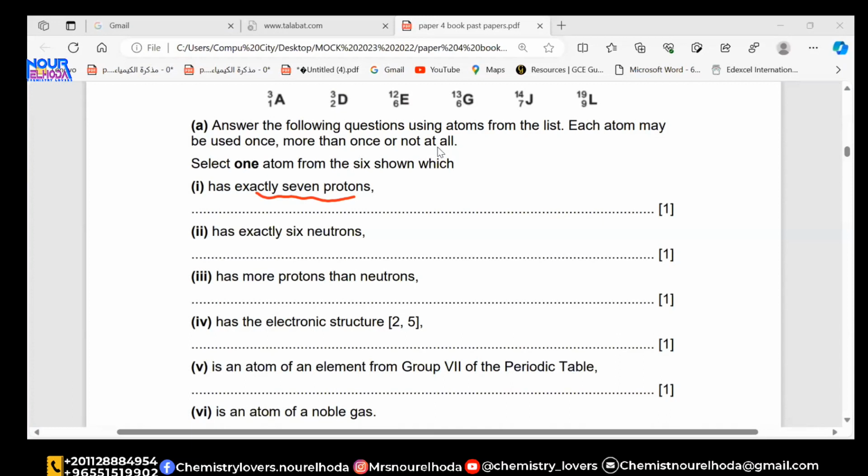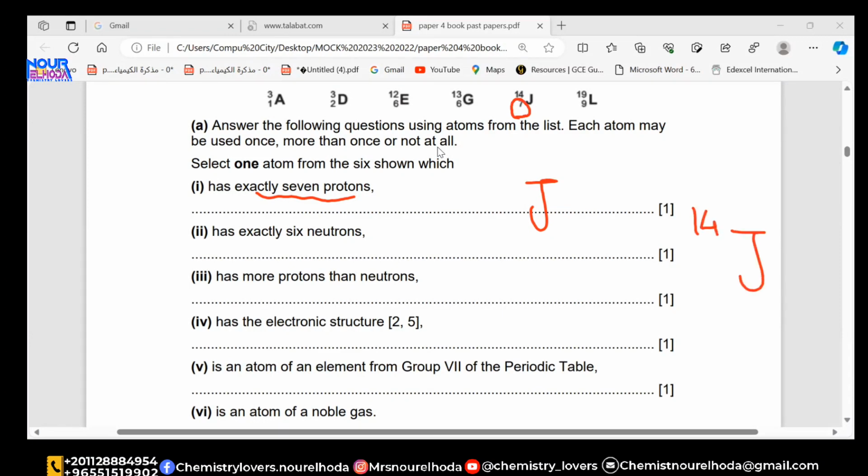Who wants to say? Rined, tell me. J. Yes, correct. How do you know it's J? Because of the small number, the atomic number. Exactly. Because of the atomic number. Bravo.